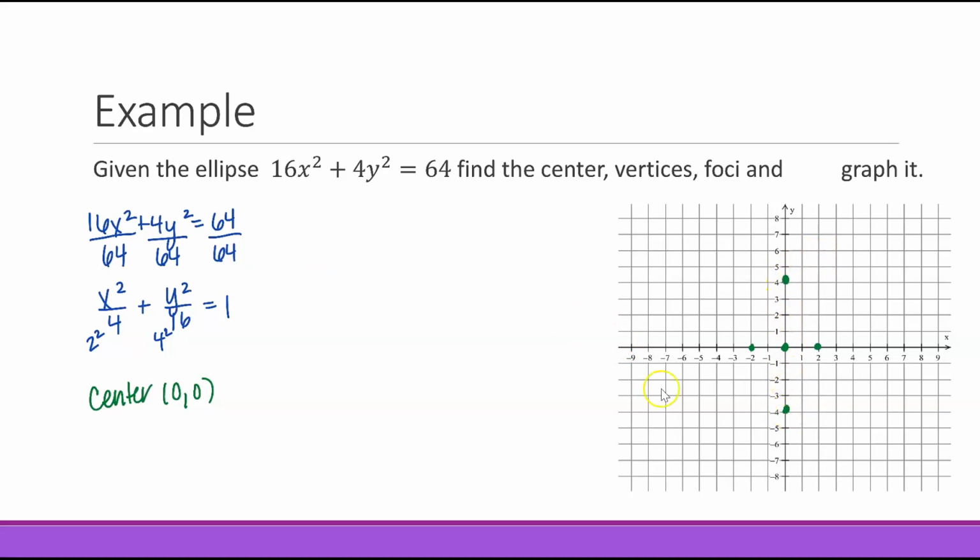So from here we can see that the major axis is going to be vertical this time. And we could have identified that from the actual equation because 16 is bigger than 4, and the number that's bigger in the denominator, if it corresponds to the y variable, we think up and down for vertical. So we're going to go ahead and connect these together.